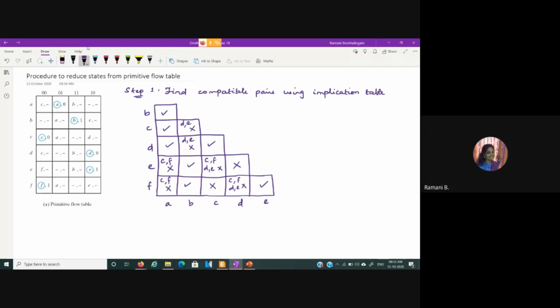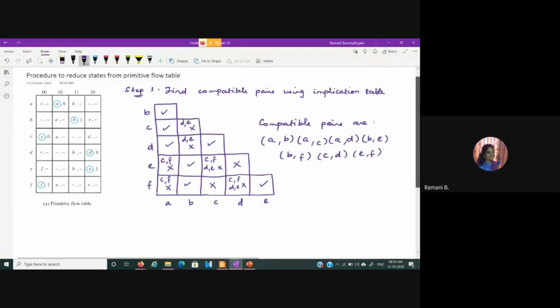So the compatible pairs are, so all the pairs. So A comma B, A comma C, A comma D. Wherever I am having a tick mark, I am writing those. Then B comma E, B comma F, C comma D, and E comma F. So we have 1, 2, 3, 4, 5, 6, 7 tick marks. So 7 compatible pairs we have written. Okay?